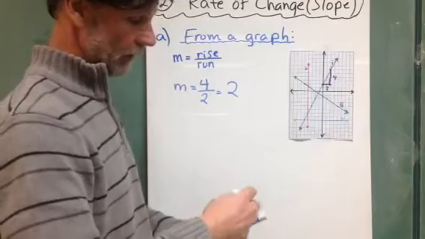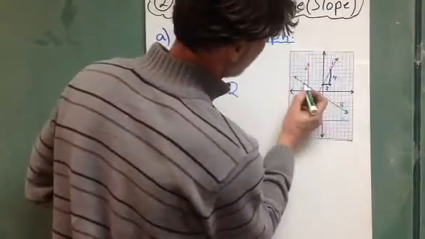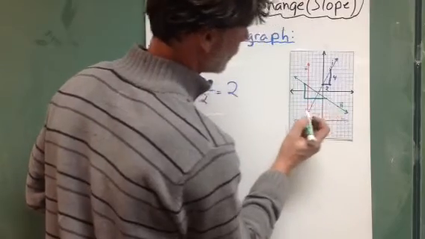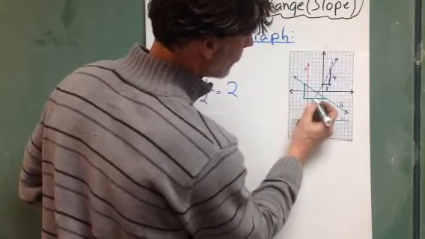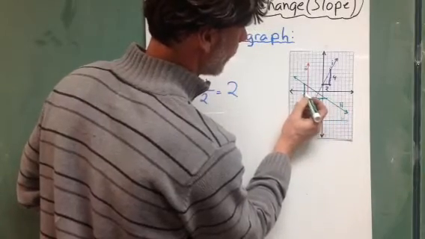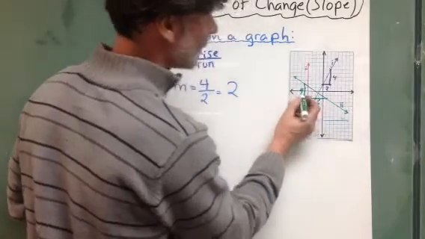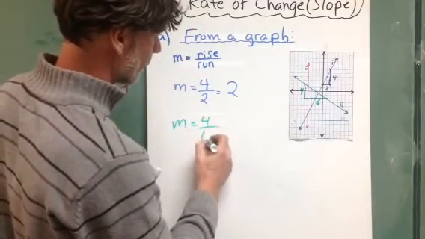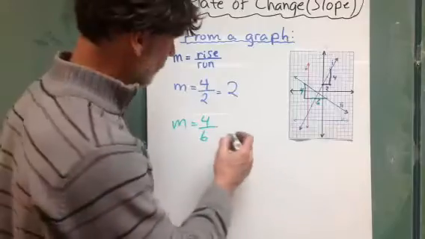Going on to the green one. 2 points. Doesn't matter which 2 points. I'll choose these two. So the run is 1, 2, 3, 4, 5, 6. And the rise is 1, 2, 3, 4. Okay, so the rise is 4, the run is 6. I'm just going to reduce that down.